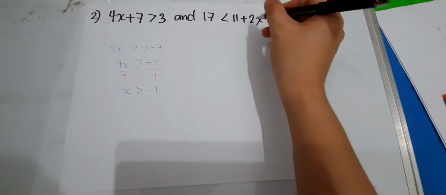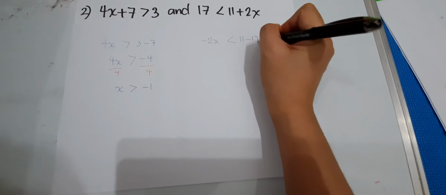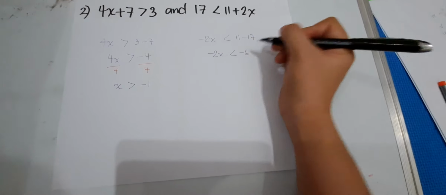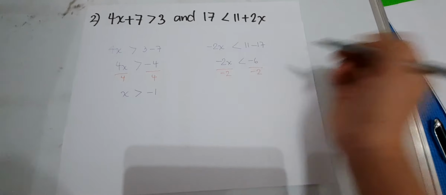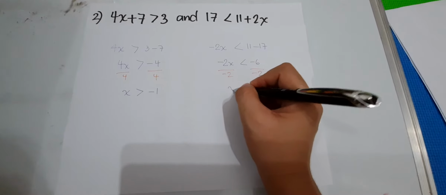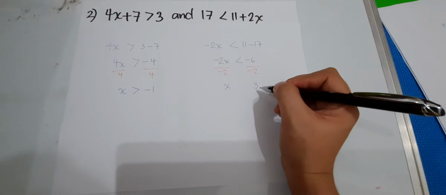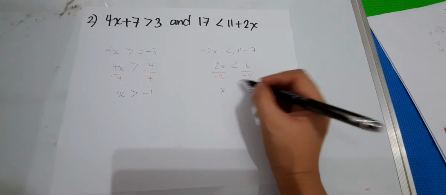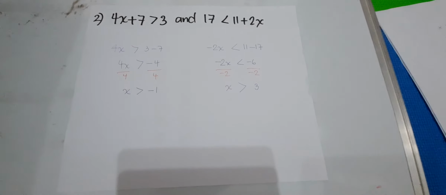Let us solve the other one. Putting x here, so it becomes minus 2x. 11 minus 17. So minus 2x, 11 minus 17, it's minus 6. After, we will divide both sides by minus 2. Okay. So that x will be the remaining. So this will be x is minus 6 divided by minus 2. Negative divided by negative, it's positive. Now, one of the properties of linear inequalities: if you divide by a negative, take note, this will be changed from less than to greater than.